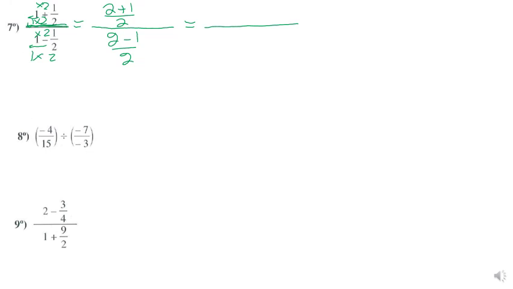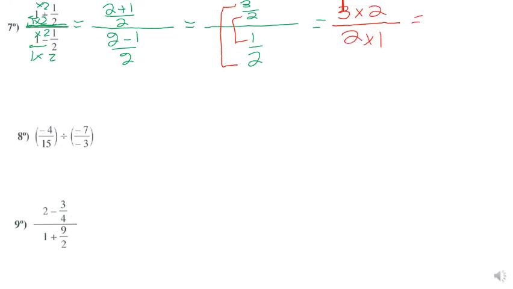What do I have in the numerator? 3 over 2. What do I have in the denominator? 1 over 2. And now I have a compound fraction. What do I do? Far times far over near times near. Before you start, you put the line of fraction, okay? 3 times 2 over 2 times 1. And now you simplify, the 2 goes with the 2, and the final answer is 3 over 1, which is 3. Can you see? All this compound fraction gives you only 3.